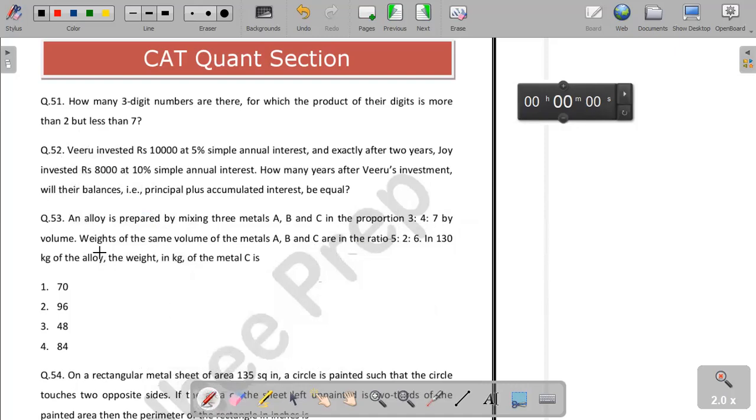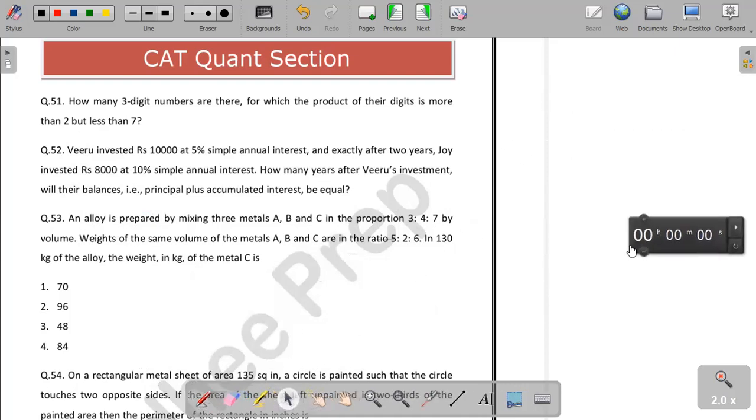Now let's see this question. For the sake of time, I am not pressurizing anyone. So let me remove it, and we will see some easy approaches to the difficult questions of the quant.